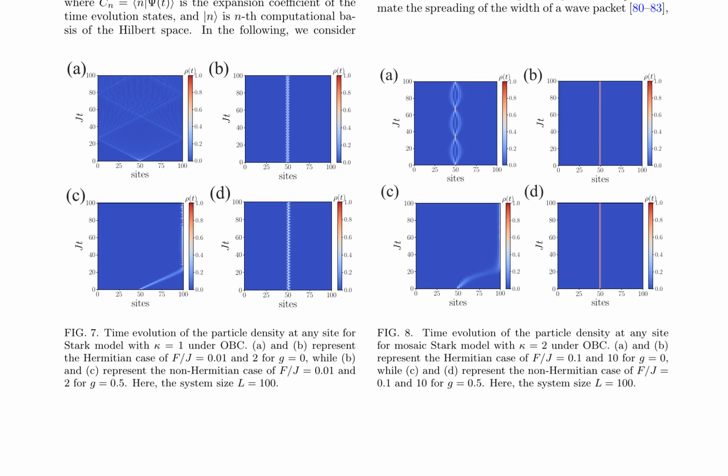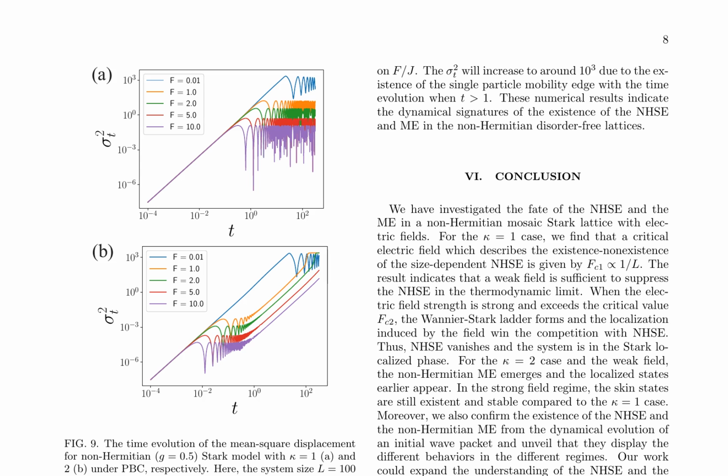We further calculate the mean square displacement to estimate the spreading of the wave packet, providing additional insights into the expansion dynamics. These findings highlight the significance of the non-Hermitian skin effect in the expansion dynamics of the non-Hermitian mosaic-Stark lattice model. Researchers investigate the non-Hermitian Stark model with electric fields, examining the fate of the non-Hermitian skin effect, NHSE, and many-body localization, MBL, in a disorder-free lattice.